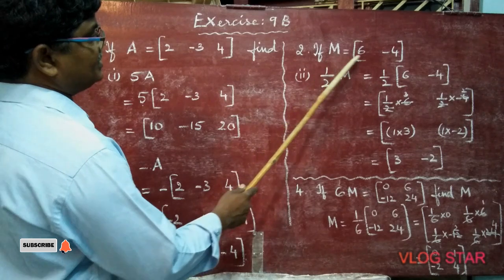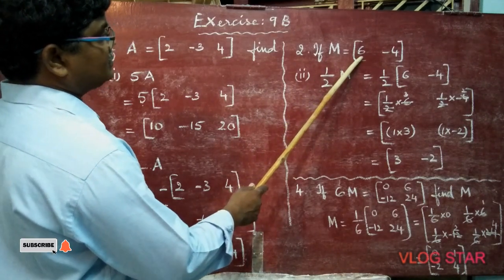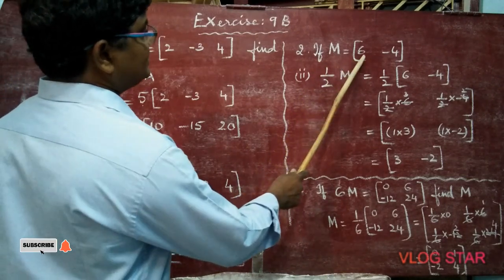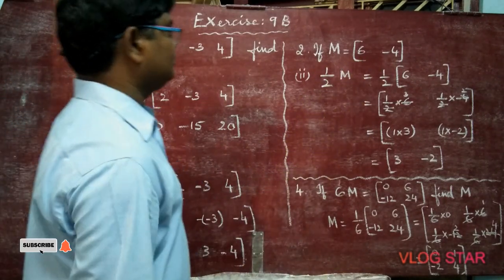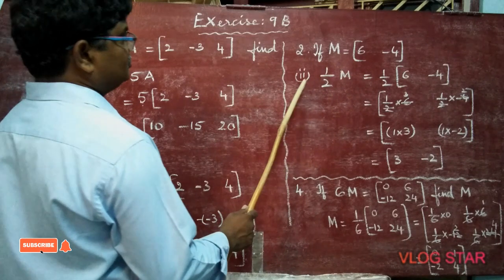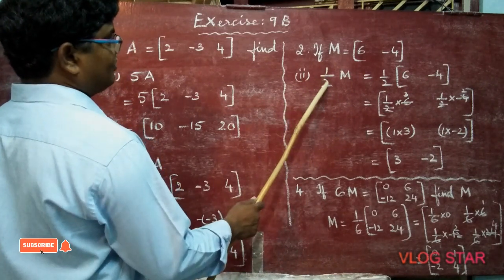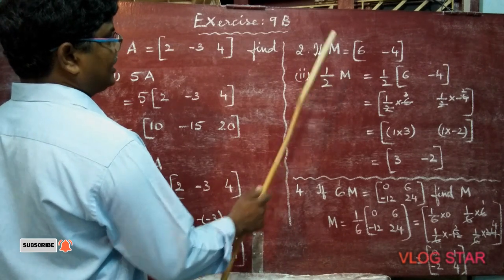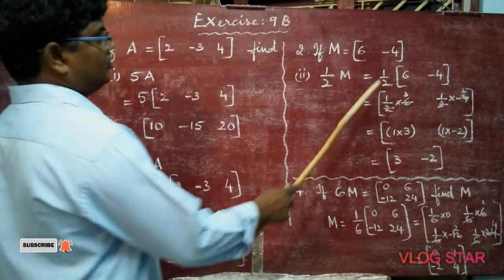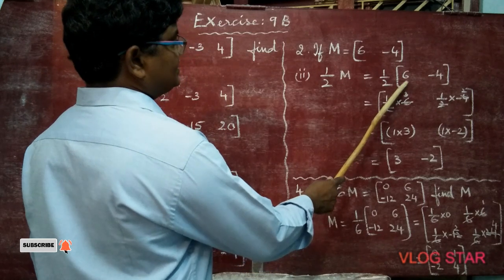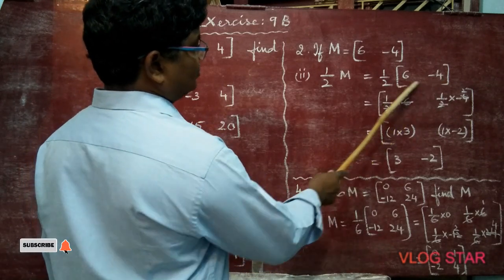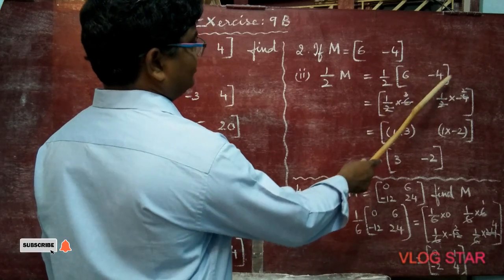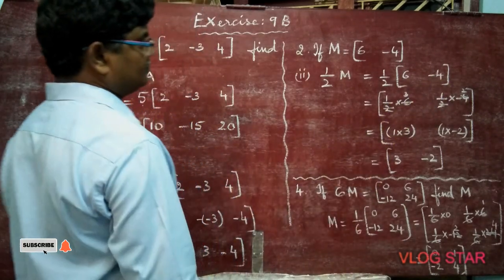Second problem. If 6m is equal to a matrix, if m is equal to [6, -4]. This is the second problem. They told to find second bit, 1 by 2 m. 1 by 2 m means 1 by 2 into m is equal to 1 by 2 into [6, -4]. This is also a row matrix, 1 row, 2 columns, 1 by 2 order.